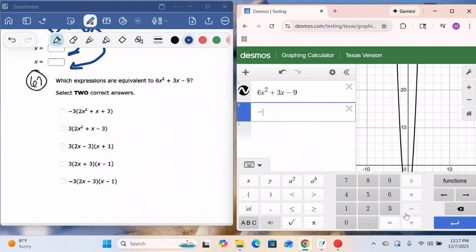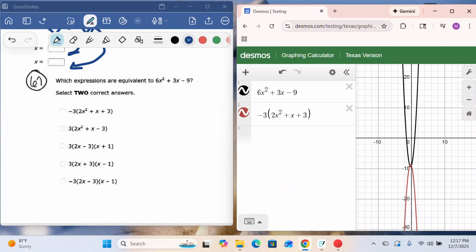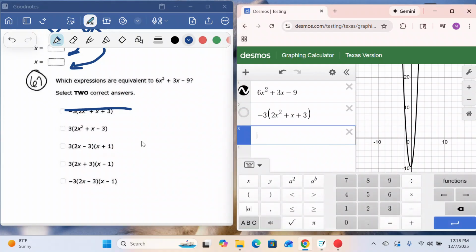So I would input the first one, -3, open parentheses, 2x squared, positive x, positive 3. Looks like not the right one because they got to be right on top of each other. So let me make sure I inputted it correctly. 2x plus 3, and let me make sure I inputted the first one correctly, plus 3x minus 9. That's wrong.